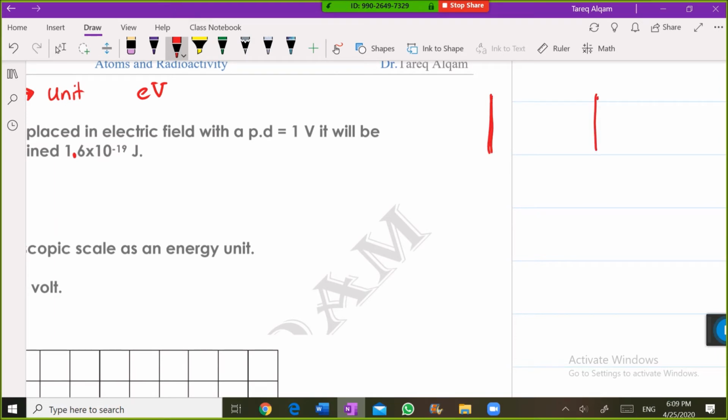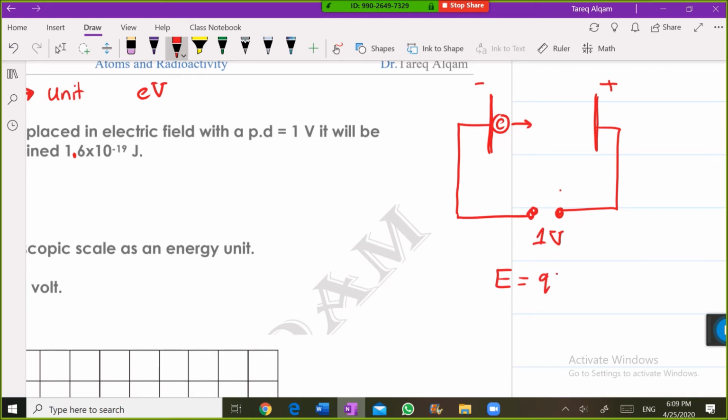These are two parallel plates connected to a potential difference. This potential difference, guys, is 1 volt. This is negative, this is positive. Well, I placed an electron here, so the electron will move in this way. If you remember, guys, we calculated the energy for a charge inside a uniform electric field as Q times V. What is the Q here? It's the charge of the electron. The voltage here is 1.